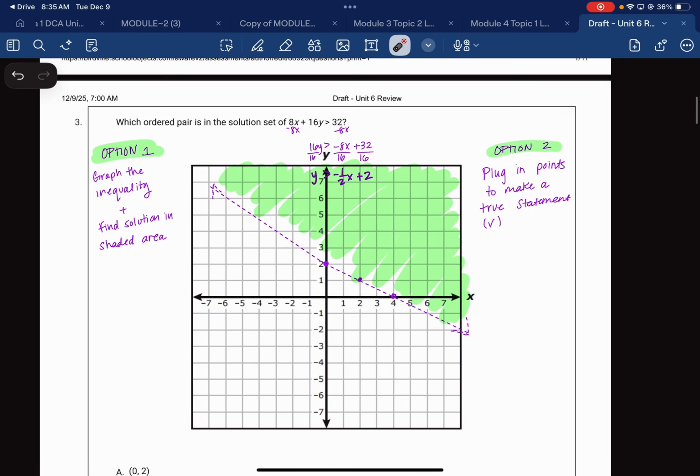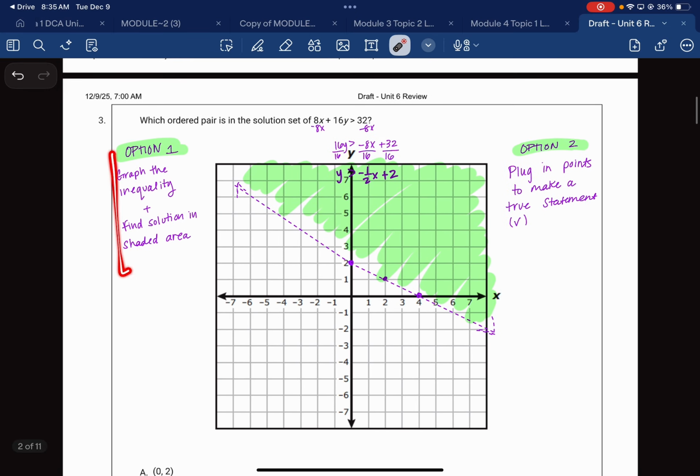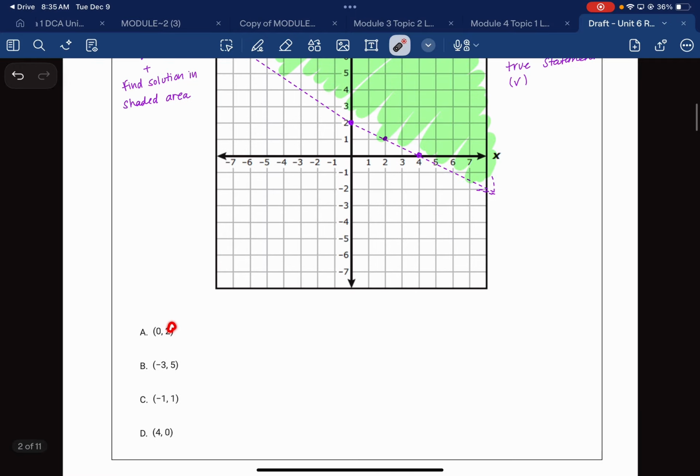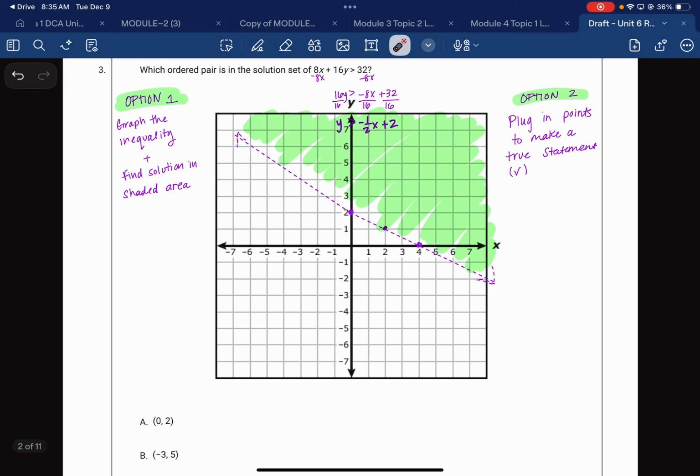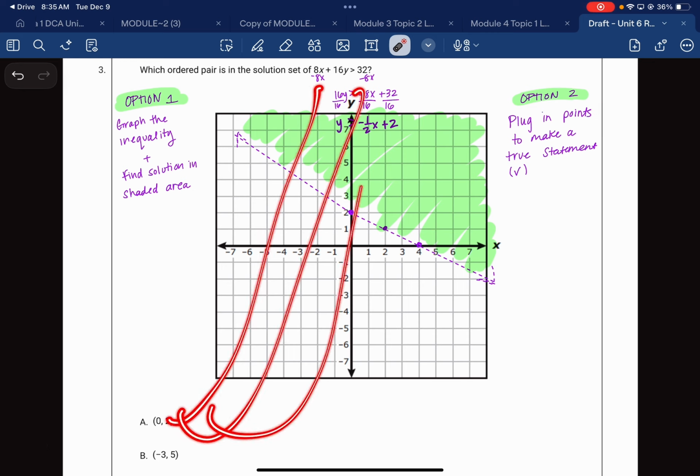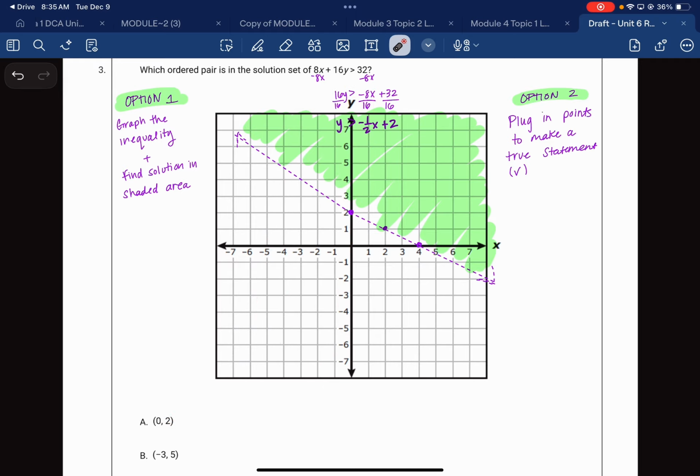This one's a good one. Two ways you can do this. Option one, you can change this to y equals mx plus b, like I did here, then graph it, and then you take each point, plug it in, and make sure it's in the shaded area. Or option two, you can take each one of these points and plug it in, and if you get a true statement, that's your answer. If you get a false statement, that's not your answer.